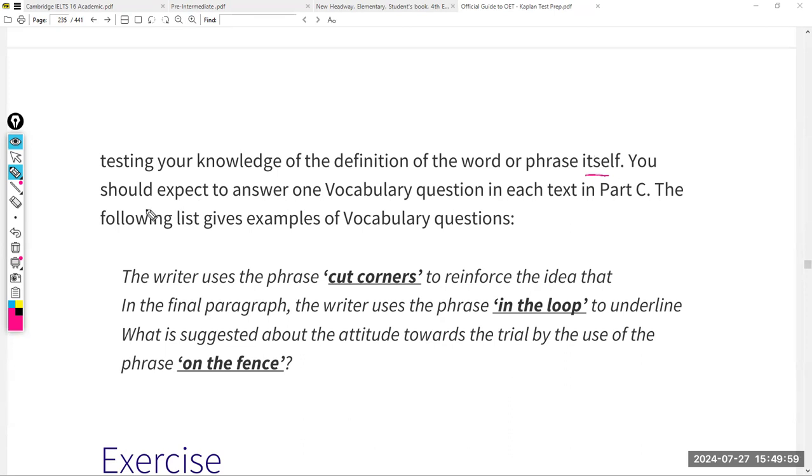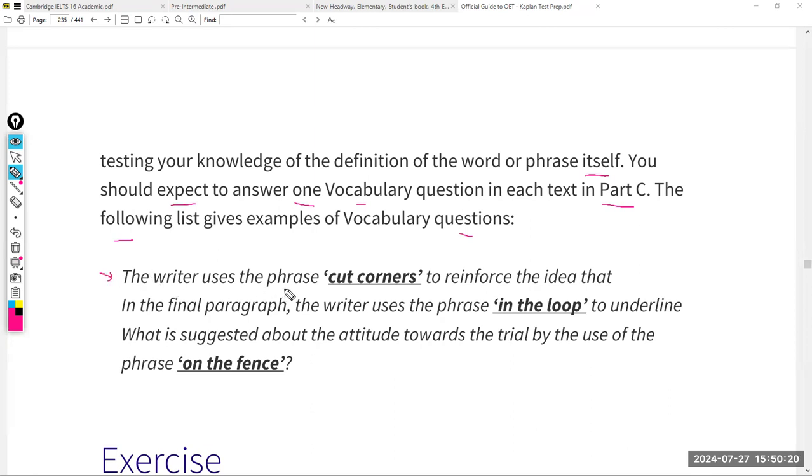So you should expect to answer one vocabulary question in each text in part C. So you have to expect that. The following list gives examples about vocabulary questions. This is a certain example.